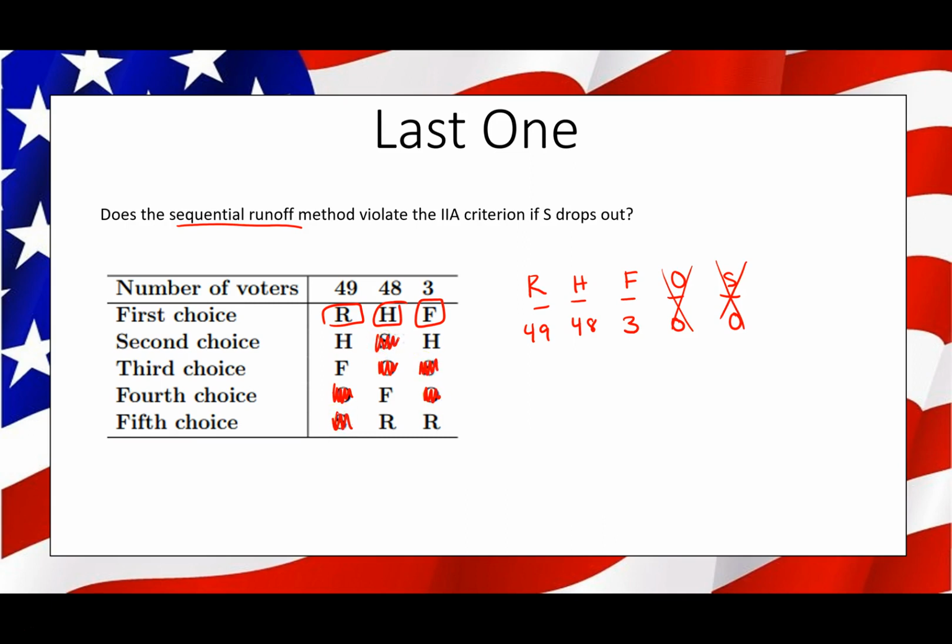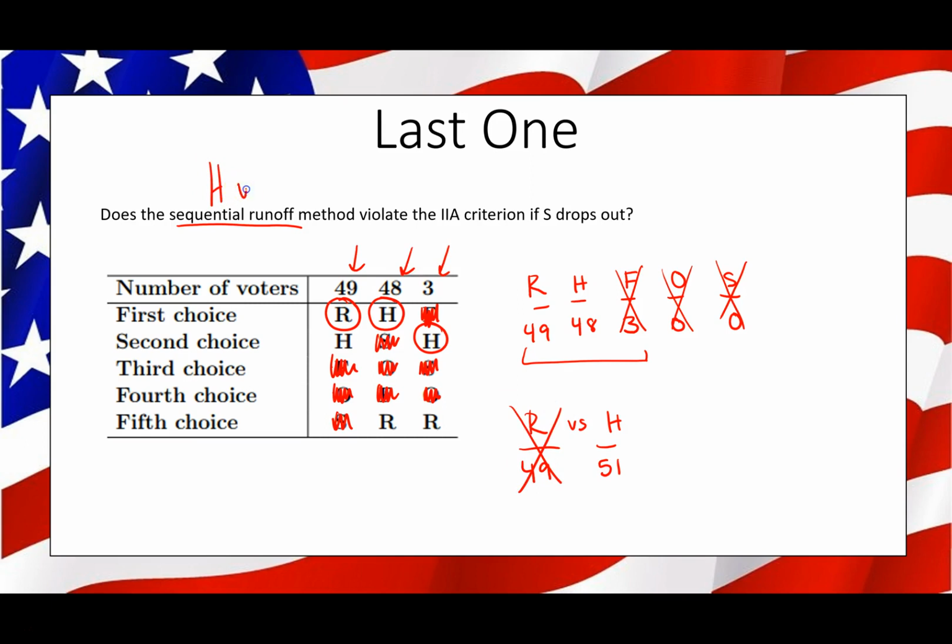And you can see that does not impact my first places, so we still have this count right here, which means we can eliminate F. So let's do that, eliminating F. Okay. Now let me circle my first places. R wins this one, H wins this one, and H wins that. So R versus H. R gets 49, and H gets 48 and 3, which is 51. So R gets eliminated, and H wins.